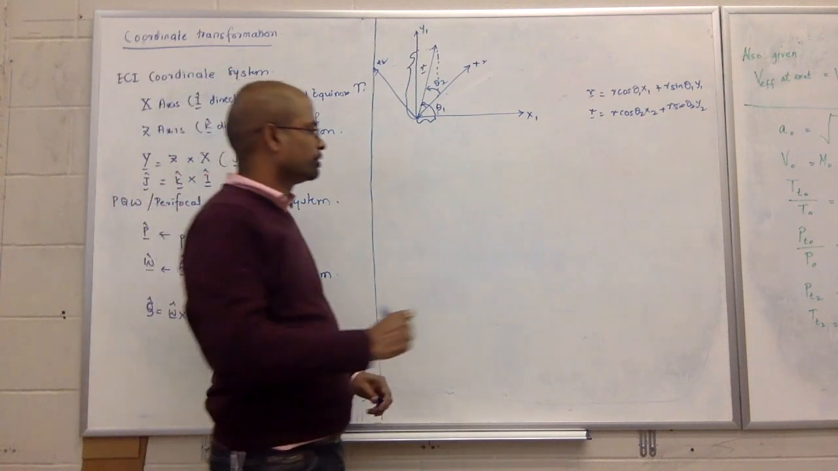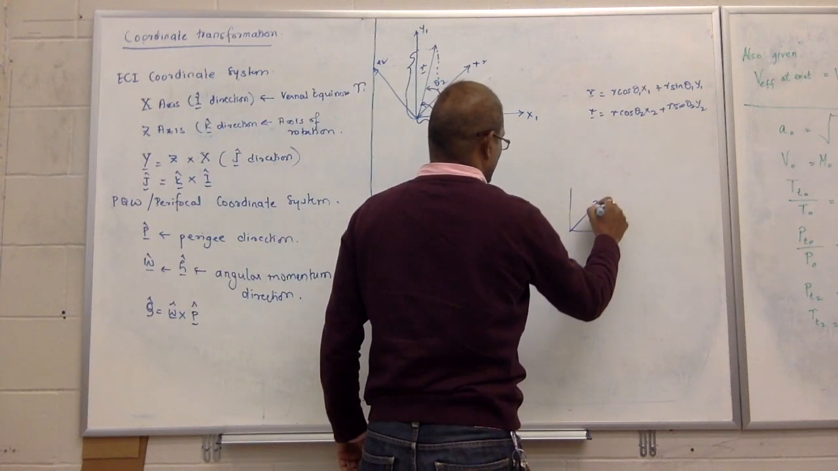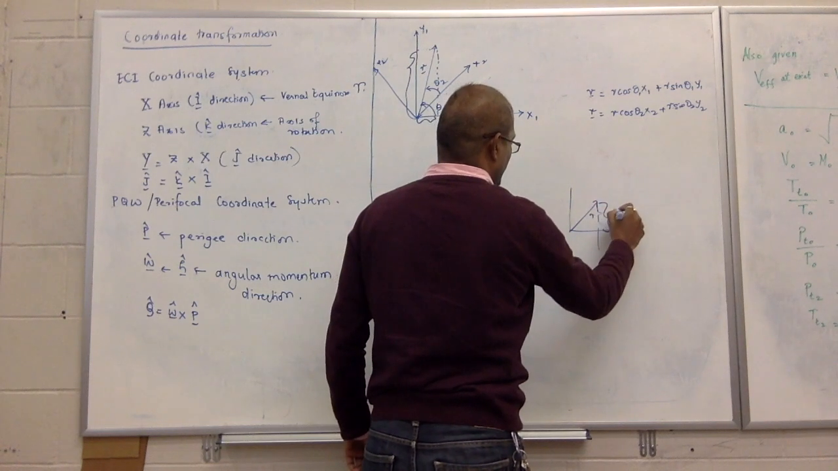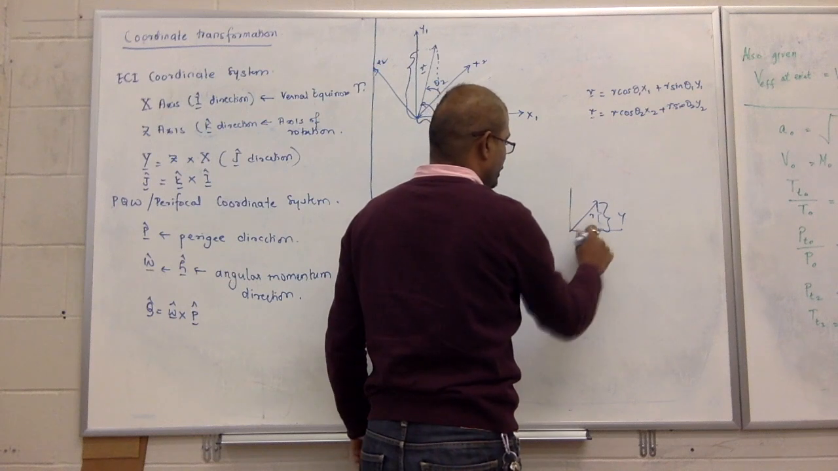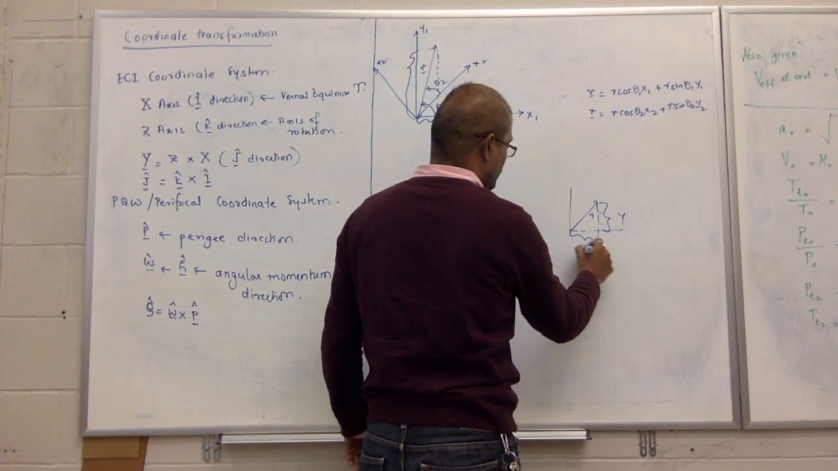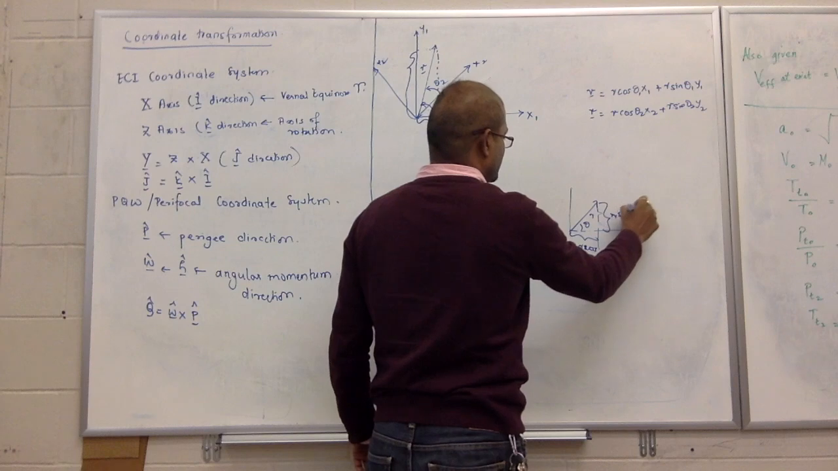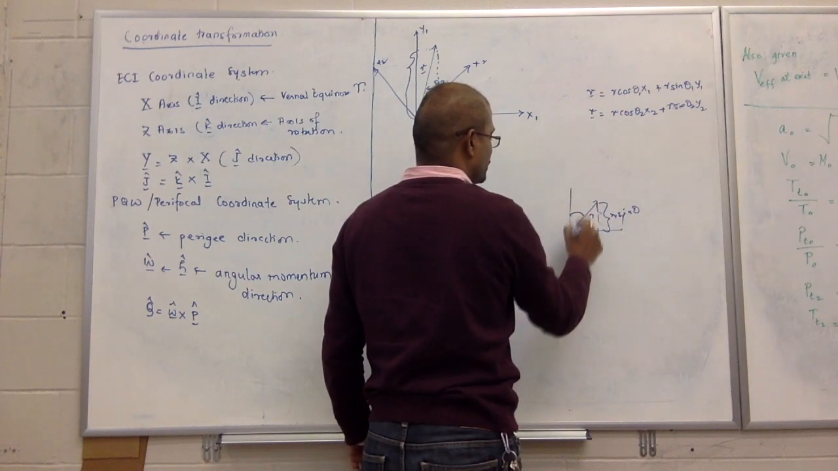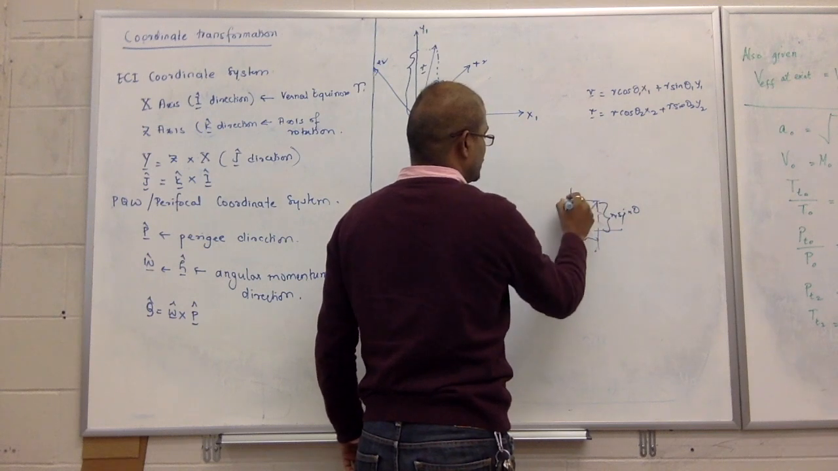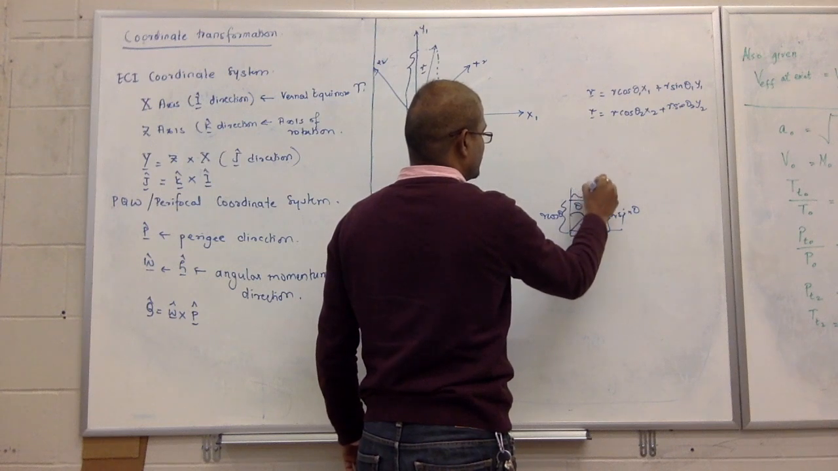So if you have something like this is r, okay? This would be the y component. This would be the x component, right? This would be r cosine theta if this is theta. This would be r sine theta. If this is theta, this would be r cosine theta. This would be r sine theta.